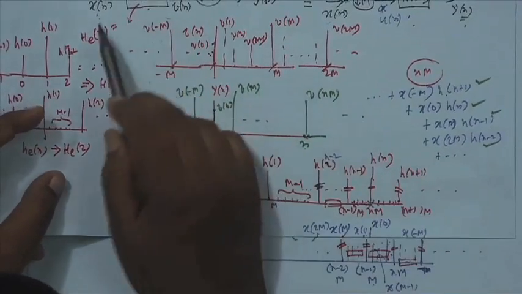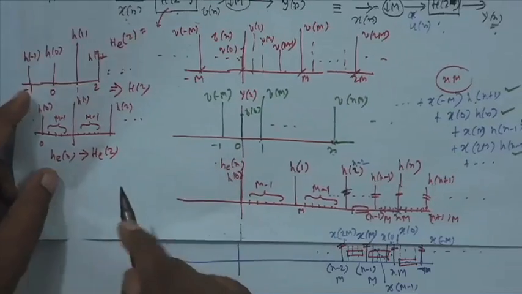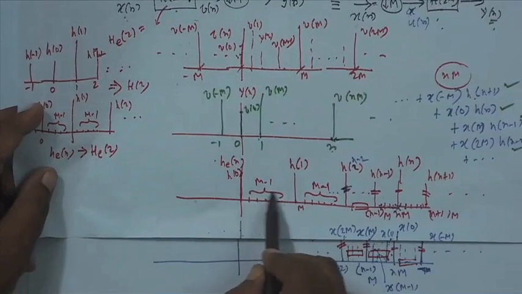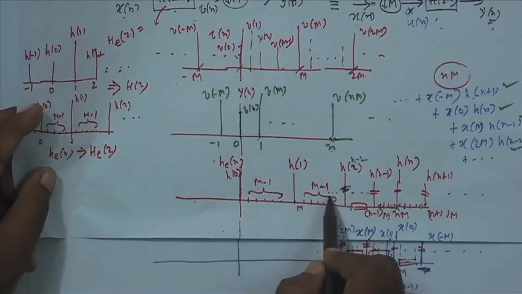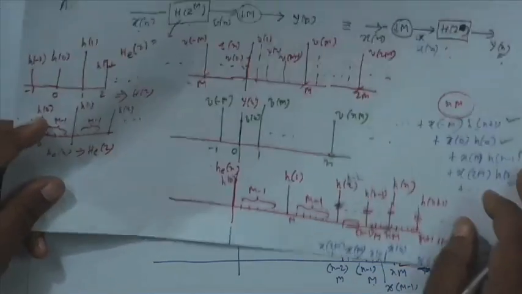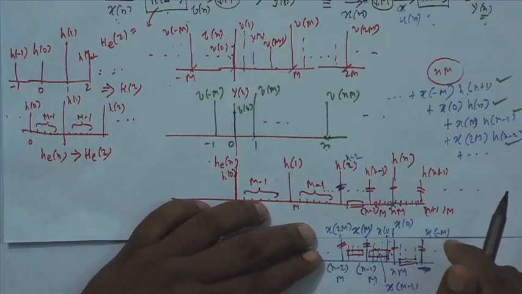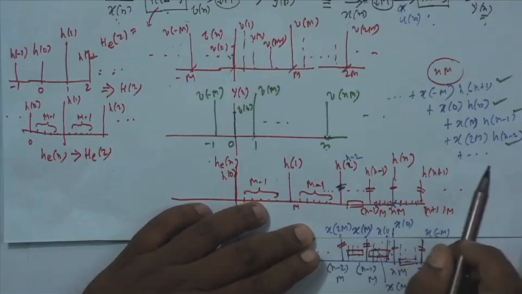But this is the expanded version. The expanded version is: you start with the original h, and then h 0 and h 1 with m minus 1 zeros between them, h 1 and h 2 with m minus 1 zeros between them. That is the expanded version. With that, if you convolve it with x n and find out the output at n m.